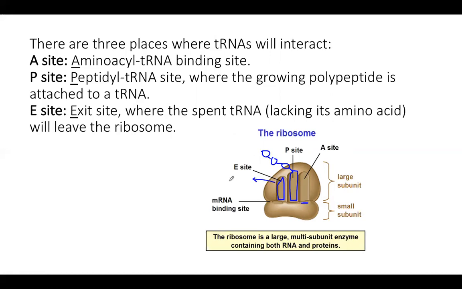And so over here is your unit. You have your small subunit. This one attaches to the mRNA first, and then your large subunit comes in with the tRNAs, bringing in the amino acids.